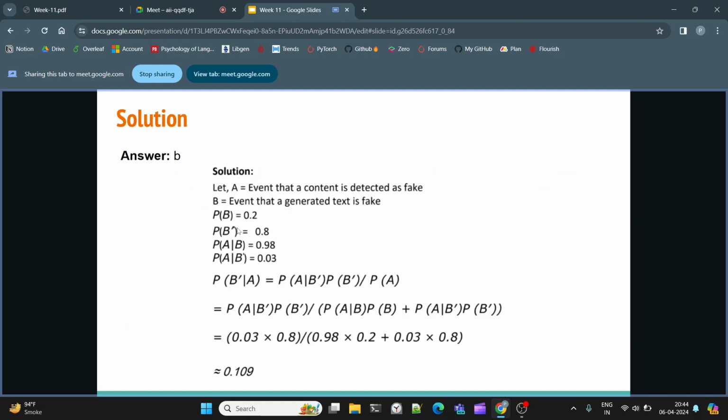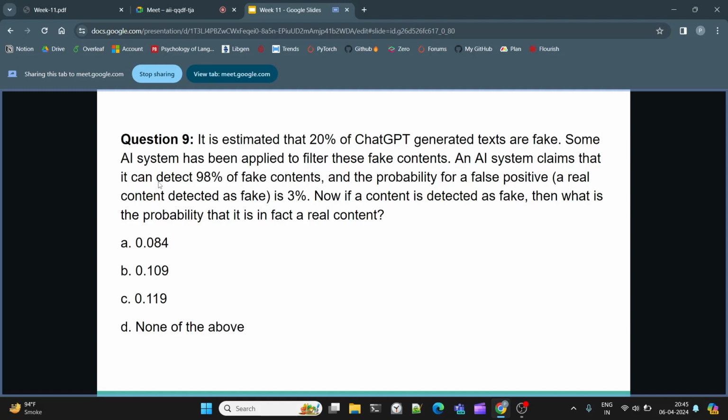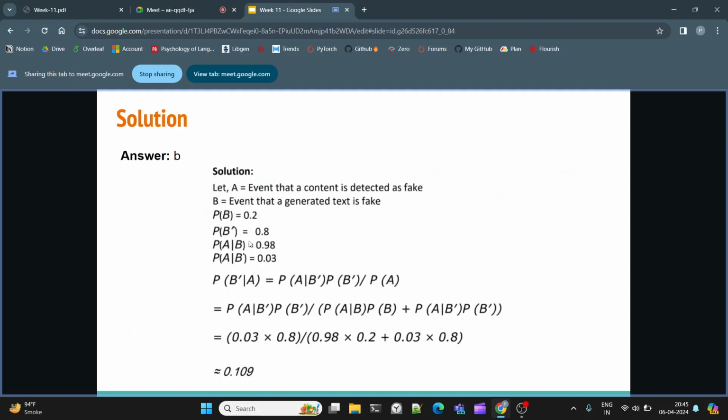What is the probability of B dash? It's the complement, so it will be 1 minus probability of B, which is 0.8. Now, what will be the probability of A given B? A is the event that the content is detected as fake, given that the generated text is fake. So it's 0.98. We get it from the statement that the AI system can detect 98% of the fake contents. Among the contents that were actually fake, it could detect 98% of them. So that is 0.98.